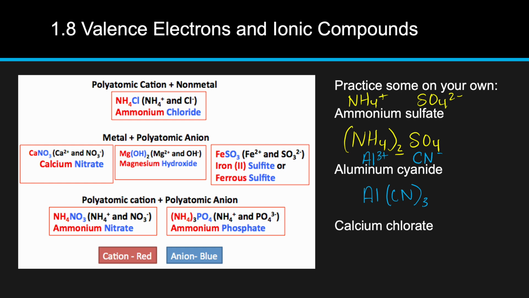And then the last one is calcium chlorate. Calcium is in group 2, so it will form a positive 2 charge. Chlorate is ClO3 with a minus 1 charge. So we need 2 of those chlorates to balance out that positive 2 charge. Our formula would be Ca(ClO3) with a 2 on the outside.